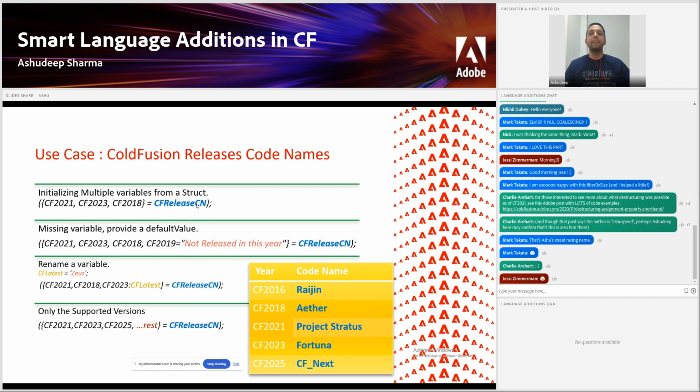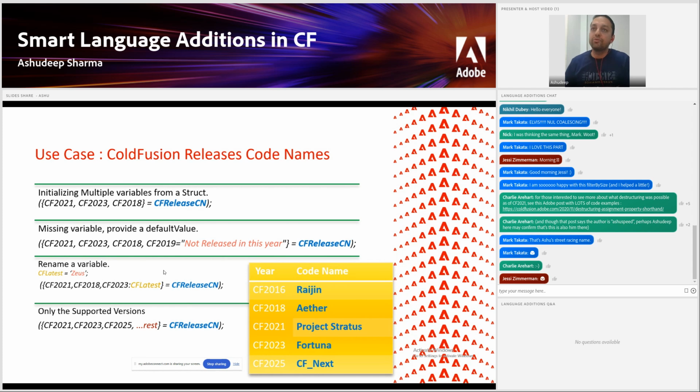Okay, so let's say a similar object or structure exists in our system, and that is assigned to CF release CN. Let's say I want to initialize only the last 3 releases. I can initialize it in any manner; I don't really bother about the order of these keys. So I just initialize CF 2021, 2023, and CF 2018 from this right-hand struct, and it automatically sets 2021 to Project Stratus, 2018 to Aether, and 2023 to Fortuna.